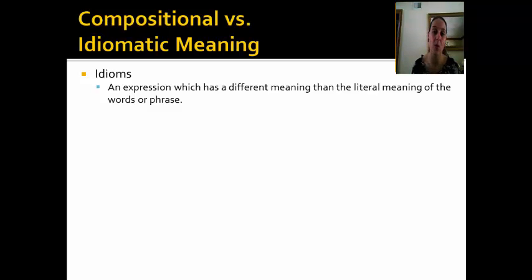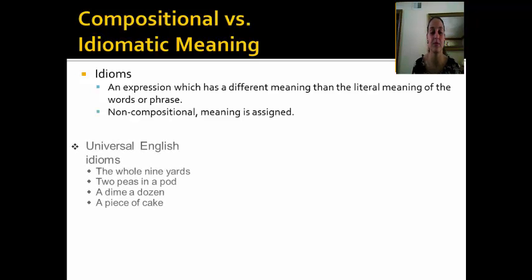So in the metaphor, what we did is we used the meanings of the words in that sentence to make a new association. That is very different to idioms. Idioms are sentences that of course are made of words, but if we take the literal meanings of the words in that sentence together, it will not give us the actual meaning of what we're saying.